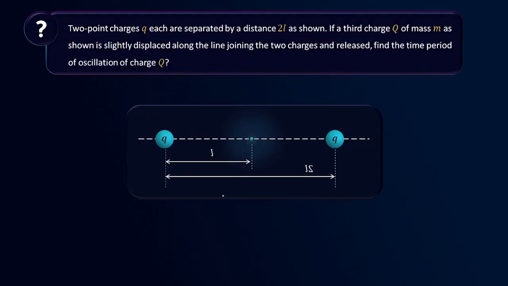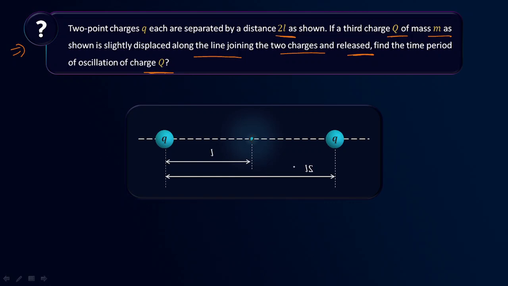Let us solve one more question. This is a good question again. The question is: two point charges Q are separated by a distance 2L as shown. If a third charge Q of mass M is slightly displaced along the line joining the two charged particles and released, find the time period of oscillation of this charged particle.